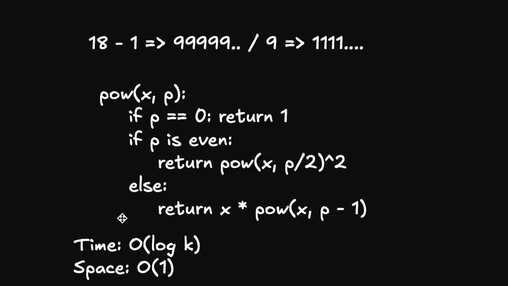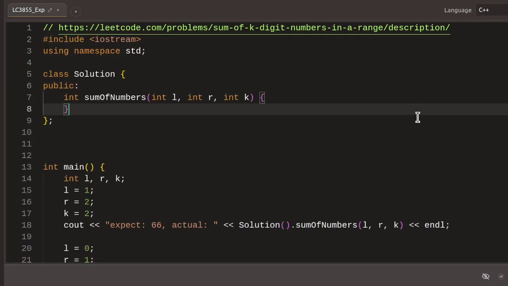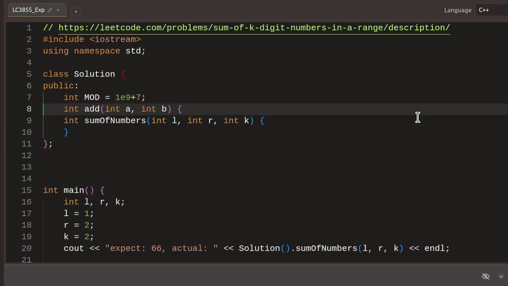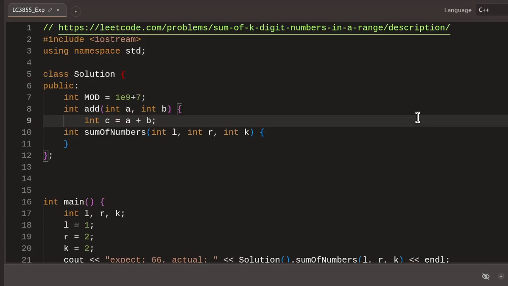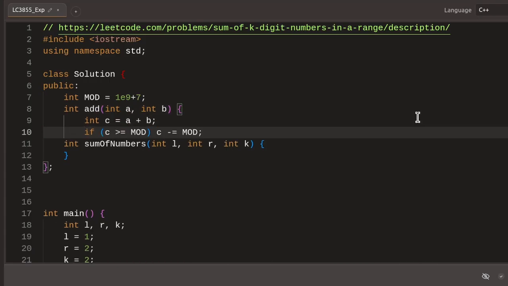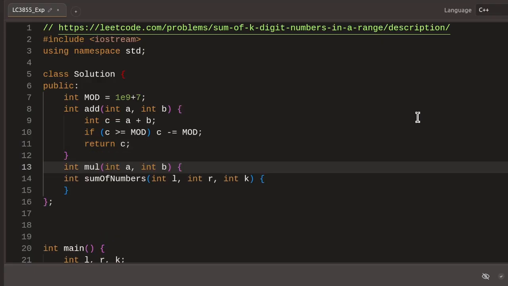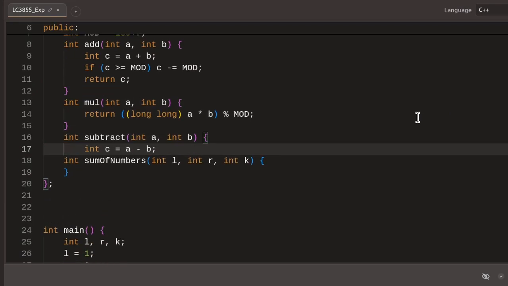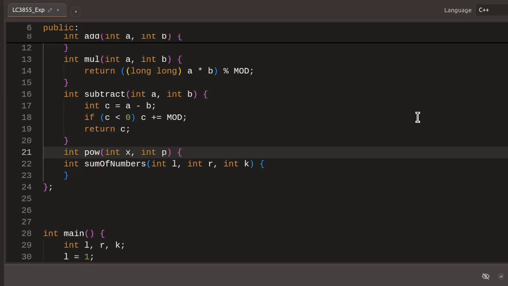Okay, let's move on to the implementation this time. First things first, we will create a mod, which is 10 to the power of 9, and then we're going to use an add function. Just basically calculate a plus b and mod the 10 to the power of 9. We also need the multiplication, that's the same thing, but we do it under the mod as well. And we could do subtract, same thing. And we're going to do the power, it's just a little bit more complicated, but we have discussed this before.